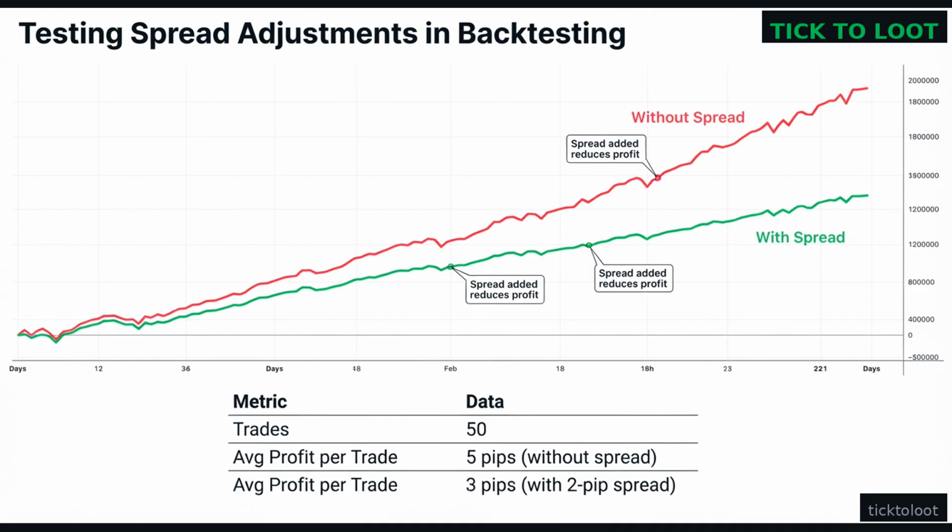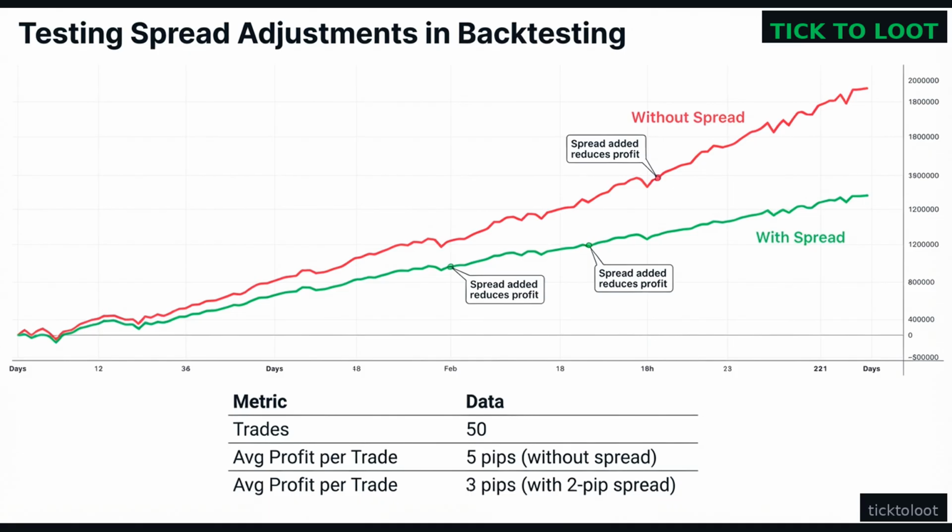The key is to make sure the simulator mimics the real world as closely as possible, and that includes the spread. Imagine you built a simple euro to US dollar scalping bot that buys whenever the price moves up 2 pips and sells after 4 pips. If you backtest without any spread, the bot might show a tidy profit of, say, 5 pips per trade. But in reality, each trade starts by paying the ask price and ends by receiving the bid price, so you lose the spread on every round trip.